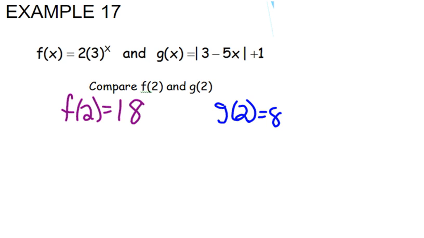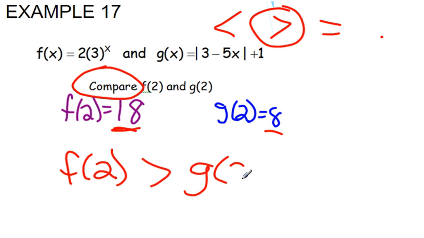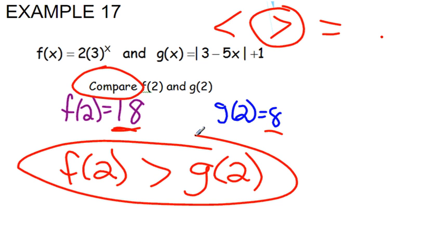Alright, so the last thing we need to do here is make our comparison statement. Because it says compare f of 2 to g of 2, I need to figure out whether f of 2 is less than, greater than, or equal to g of 2. So that means I'm comparing 18 to 8. Now is 18 bigger than or smaller than 8? Obviously bigger than, right? And another way to say bigger than is greater than. So I'm going to say that f of 2 is greater than g of 2. And that's our comparison statement.